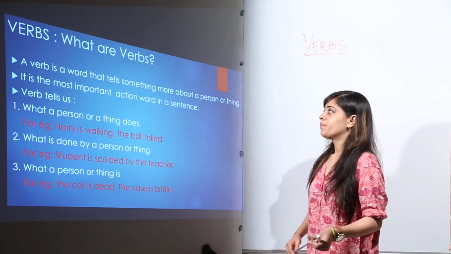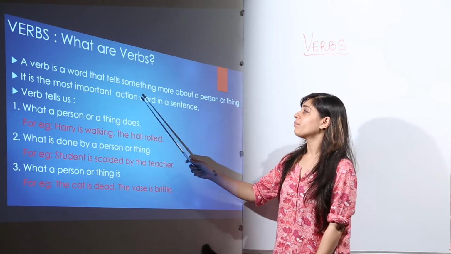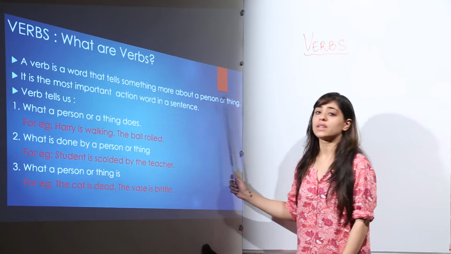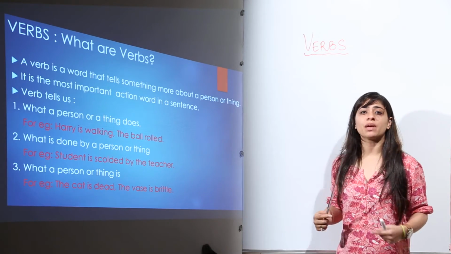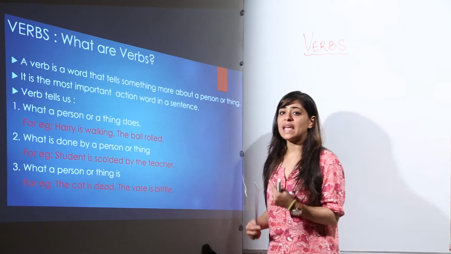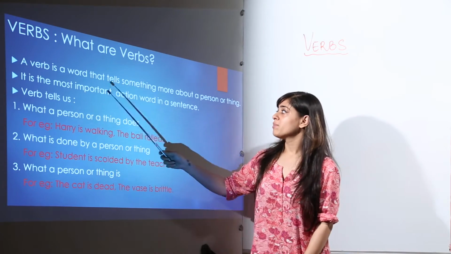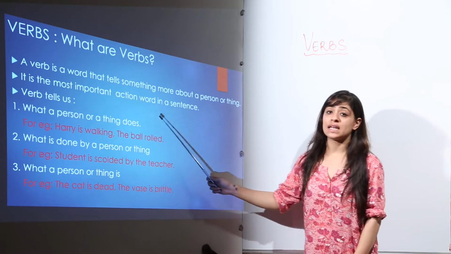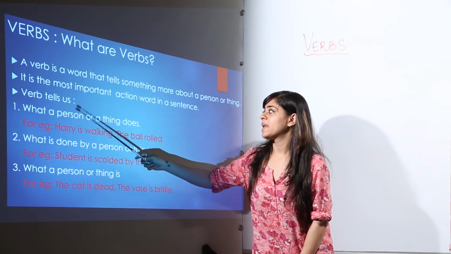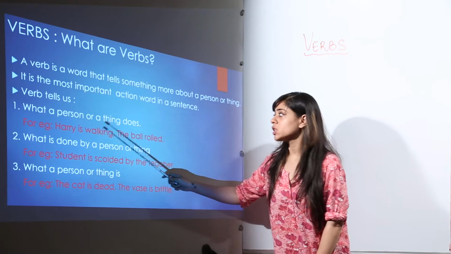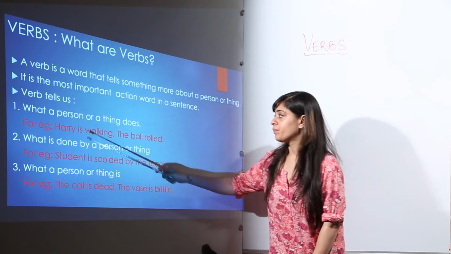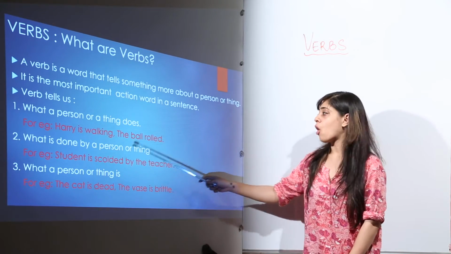What are verbs? A verb is a word that tells us something more about a person or thing. That means it explains something more about a noun. It generally explains what action the noun is doing. It is the most important action word in a sentence. A verb tells us what a person or a thing does. For example, Harry is walking, the ball rolled.